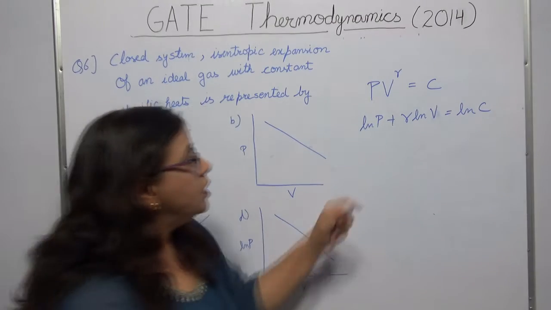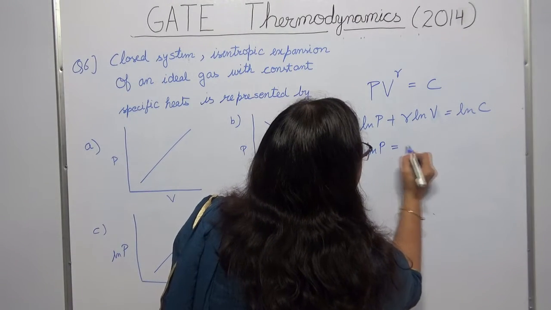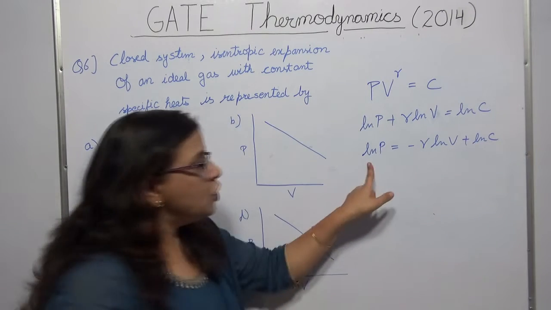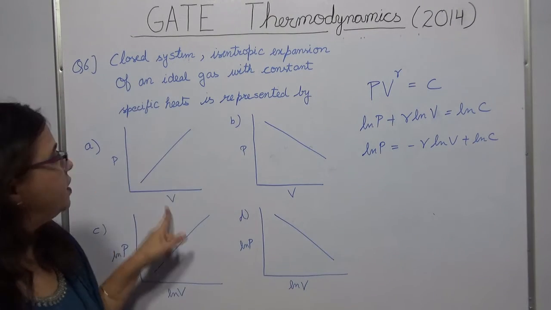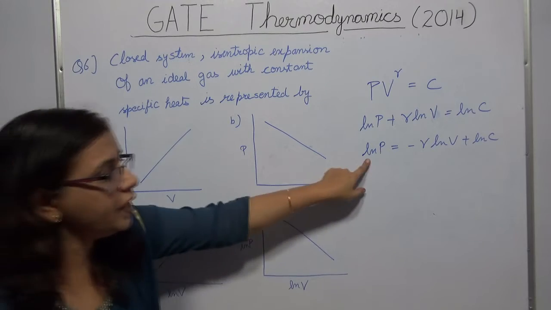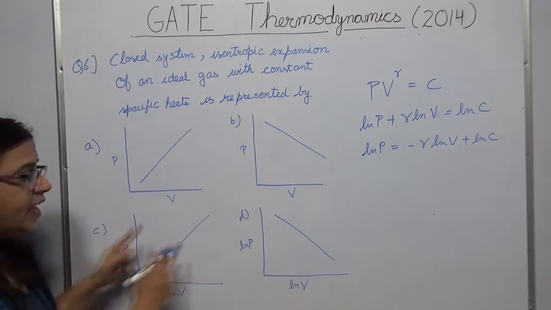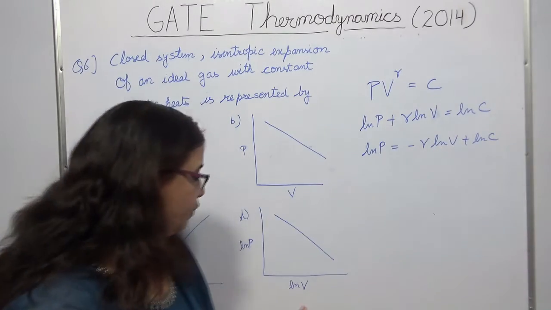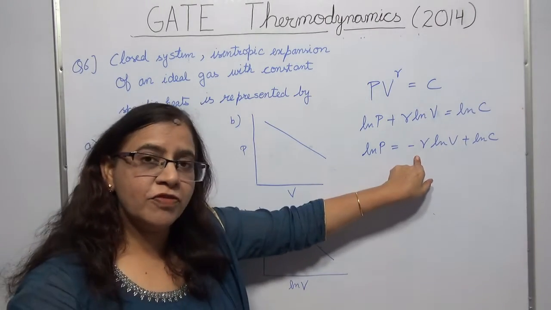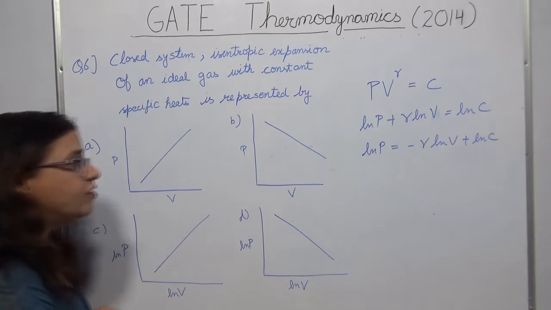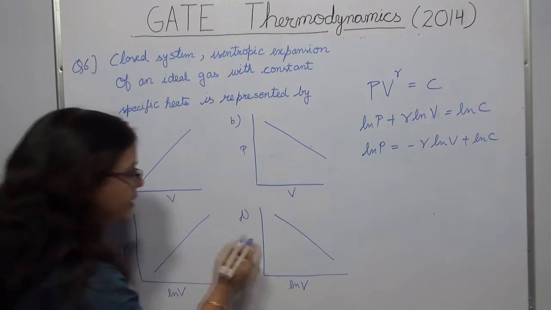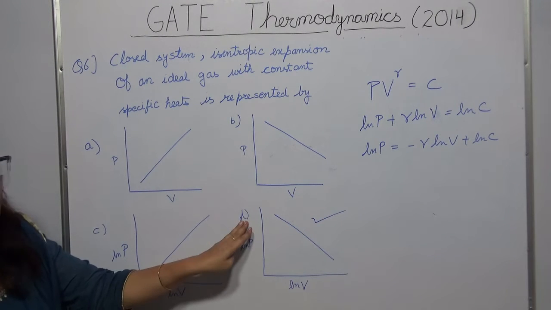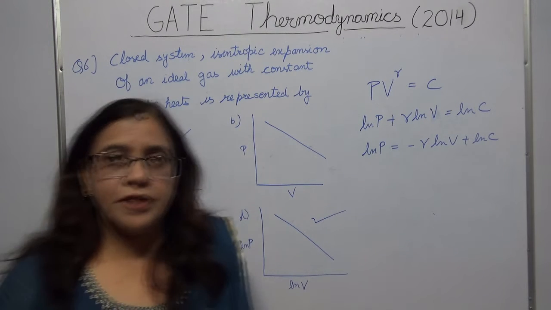Okay, so if I plot ln of P versus ln of V, first of all, the PV diagram is out of the options. So what we have to see is option C and option D. Now if I plot ln of P versus ln of V, then I will have a slope of minus gamma. If I have a negative slope, then out of these two, this one should be correct. So your option D is correct. So it was a very straightforward problem.